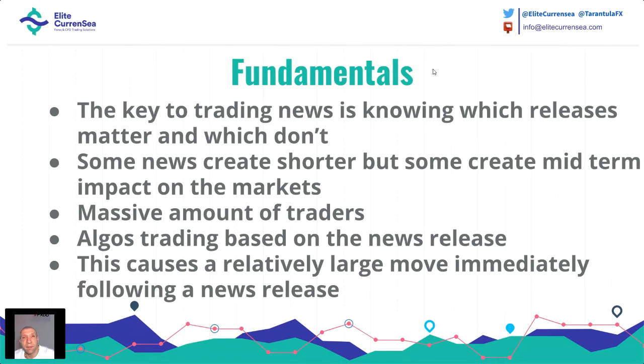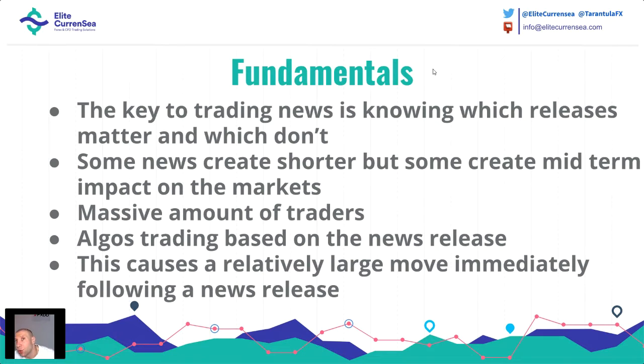It's very, very essential to say that some news create a shorter, but some create a mid-term impact. If you want to trade the news, you need to pick the news that can create shorter spikes, because you effectively trade the spike after the news. There are usually a massive amount of traders that will trade the news with you, and all of us traders are actually subdued by algo trading, because whenever some news kicks in, algo traders, those are robots that trade on the news automatically, and they will spike the price up or down.